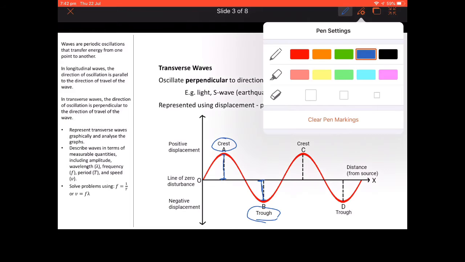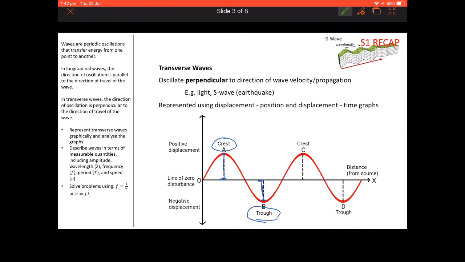The wavelength is the distance over which the shape repeats. So the wavelength could be from here to here. It could also be from here to here. Basically just to the same point on the wave as it's repeating again.